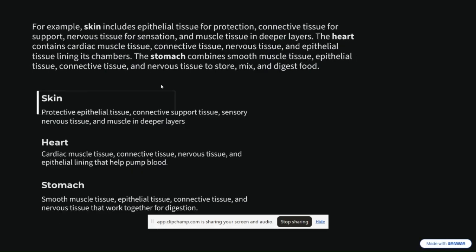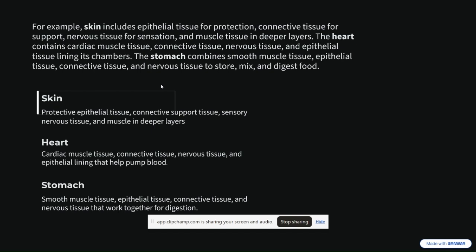We can take an example of skin, heart, and stomach. For example, skin includes epithelial tissue for protection, connective tissue for support, nervous tissue for sensation, and muscle tissue in deeper layers. All those tissues are doing different work, but they live there compactly. They combine to form an organ called skin, but they are doing specific work.